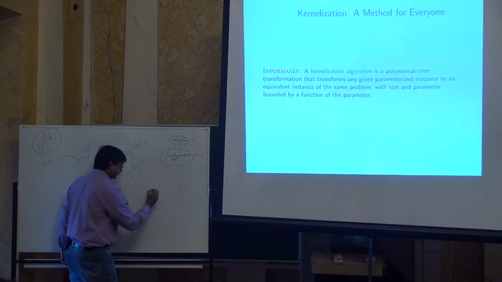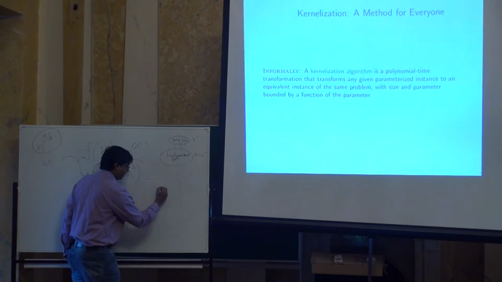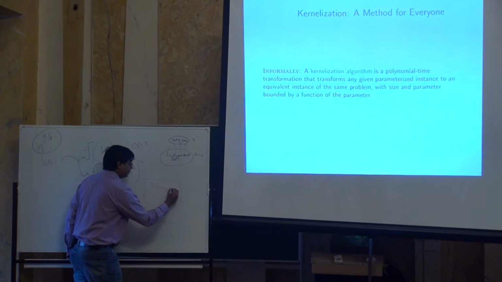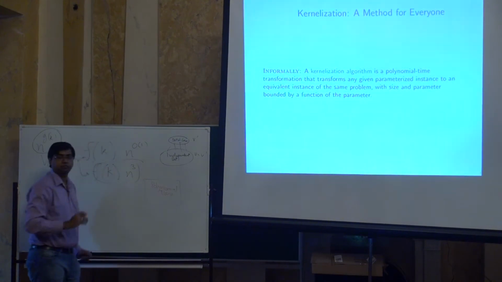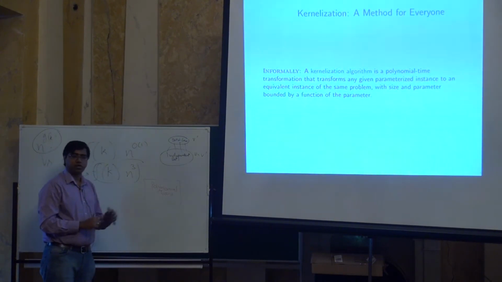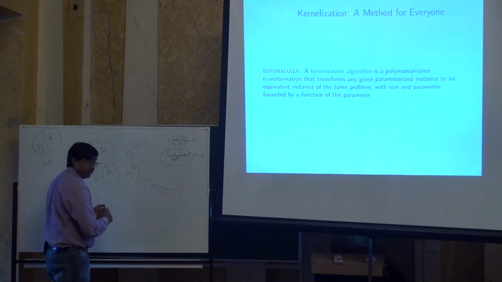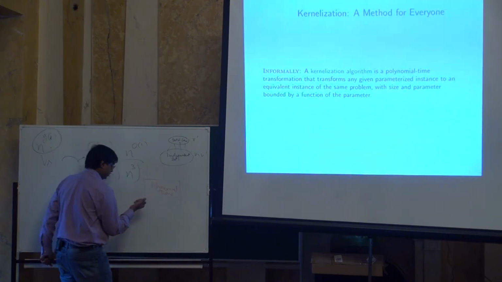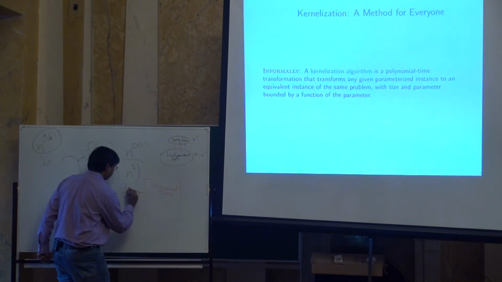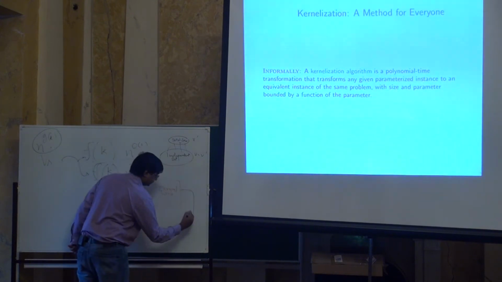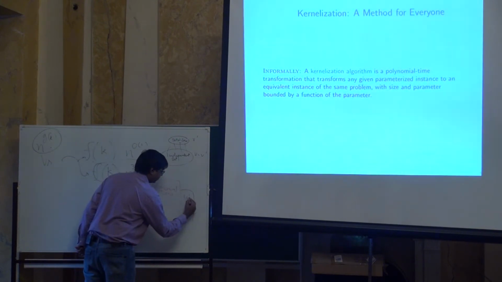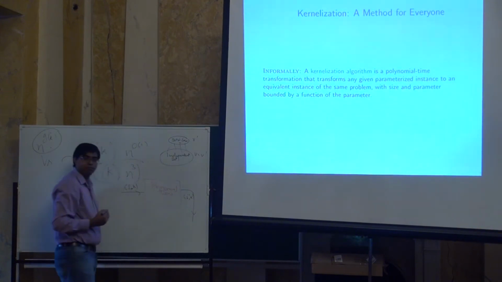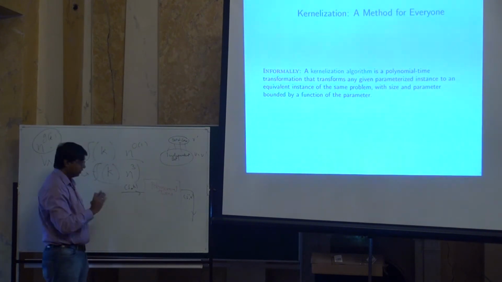Here's a box. I tell him, look boss, you're only allowed to take polynomial time. This is what it is mandated to do. This black box or algorithm takes as input some (I, k) and returns some (I', k'). Okay?